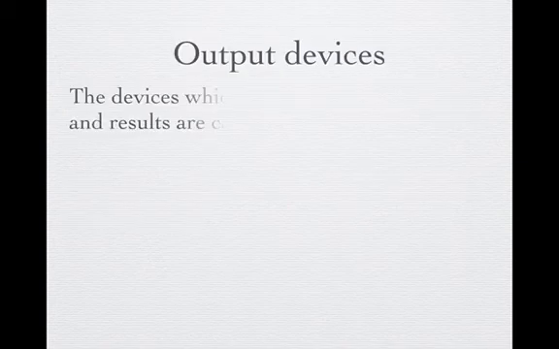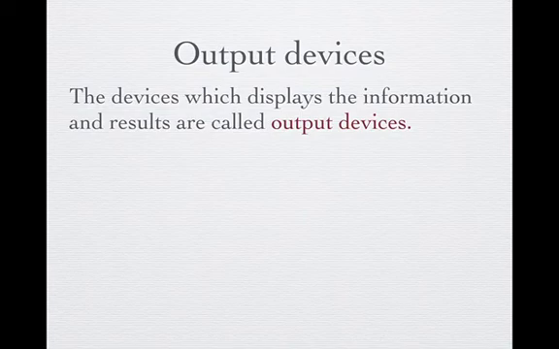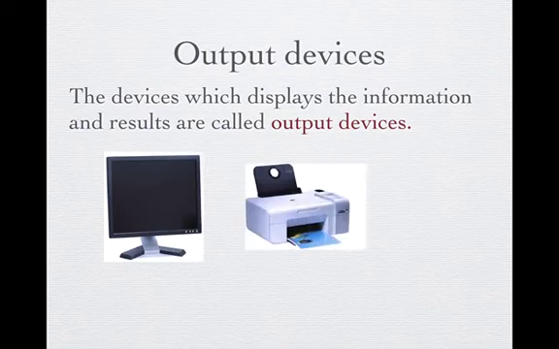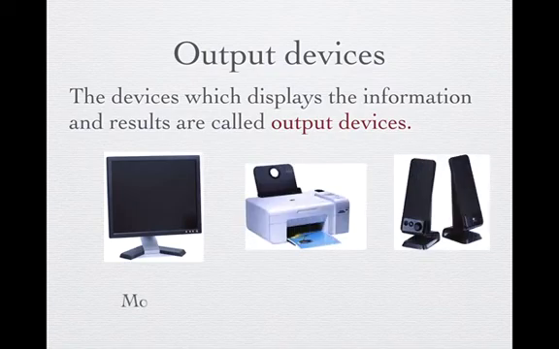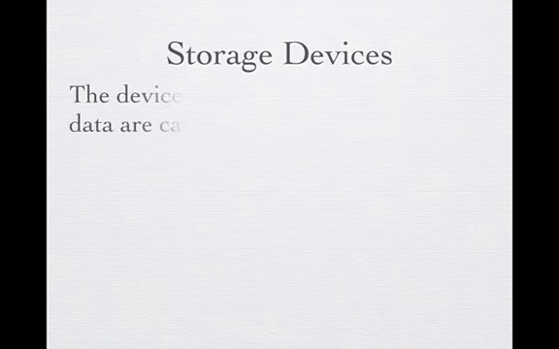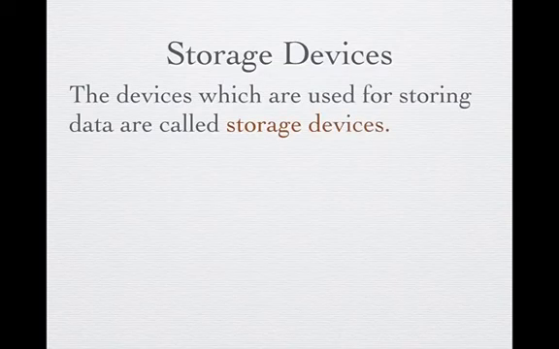Then we have output devices. Devices which display the information and result are called output devices. Examples: monitor, printer, and speaker, right? Then come storage devices. What is a storage device? The devices which are used for storing data.